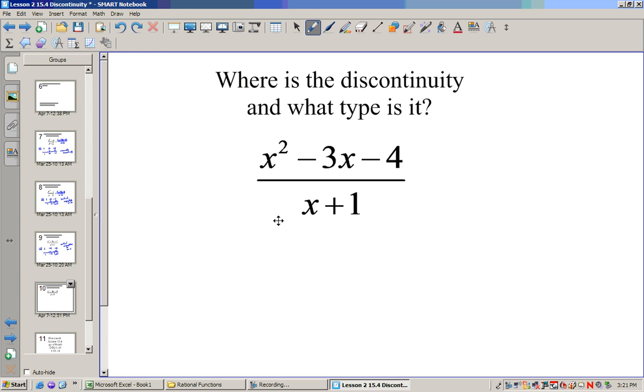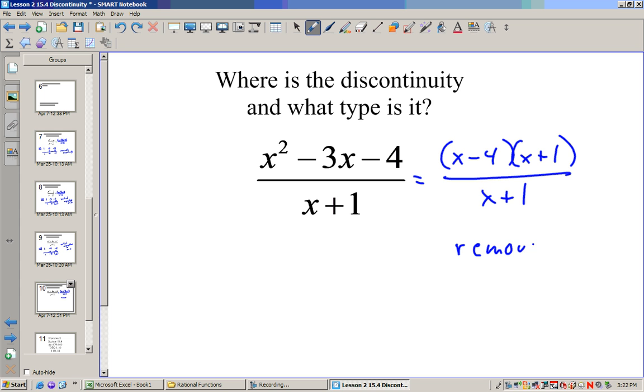Now try this one. Pause the video and see if you can do this on your own. Now I think I can factor this numerator, because this could be x minus 4, x plus 1. Since there's an x plus 1 in my numerator and denominator, this would be a removable discontinuity.